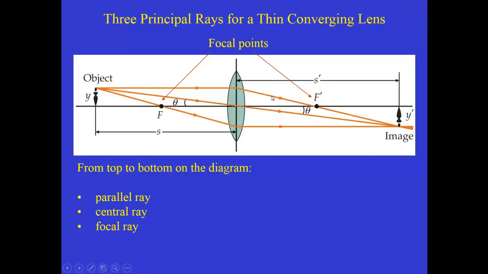So these are called the three principal rays, and we're going to use their properties in the next slide to deduce a quantitative relationship that tells us where the image is located in terms of where the object is and the focal distance. So this distance s tells us how far the object is from the lens. S prime is the image distance, and then small lowercase f represents the focal length from the focus to the center of the lens.